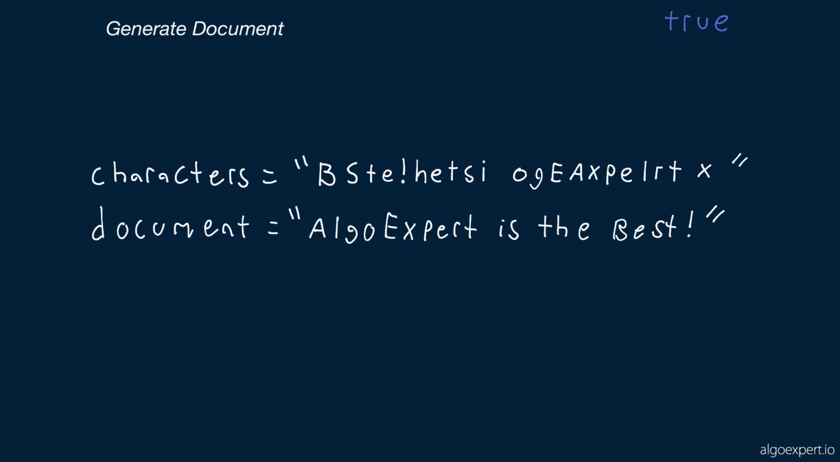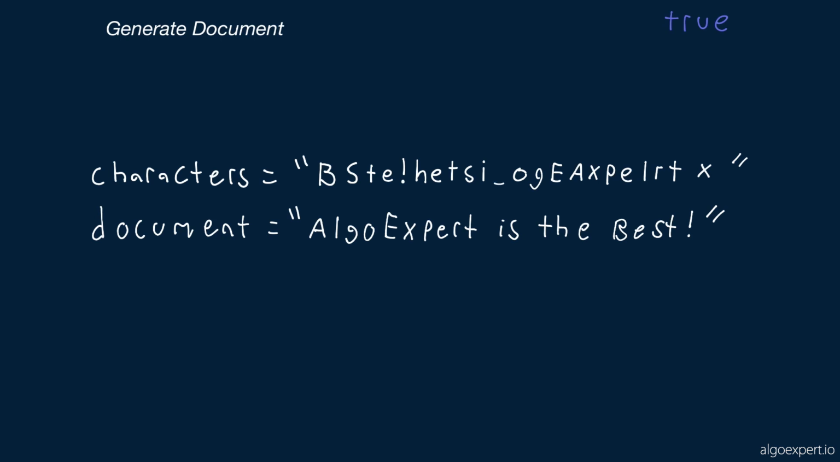Now, a few small details to go through here. The characters in your character string, and in your document string for that matter, can be anything. So they could be letters, they could be special characters, they could be numbers, they could be uppercase letters. You could be given anything, so keep that in mind. Spaces are also characters that you want to look out for.